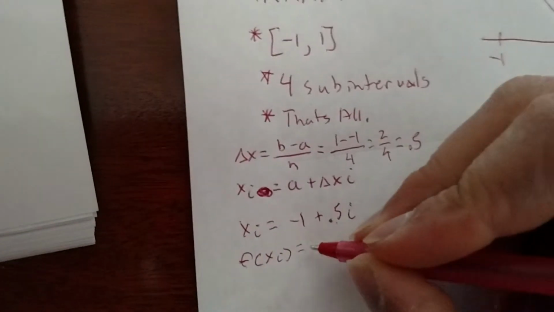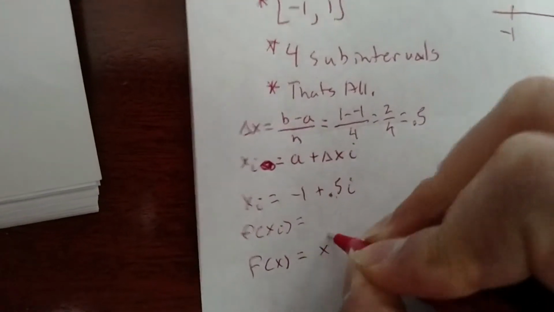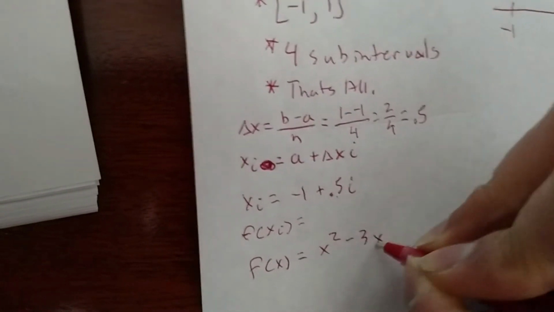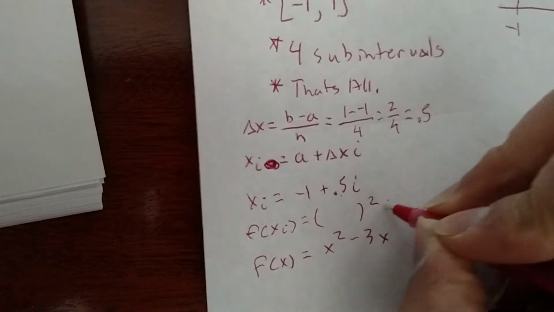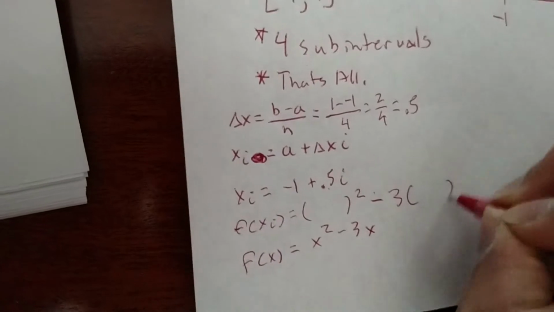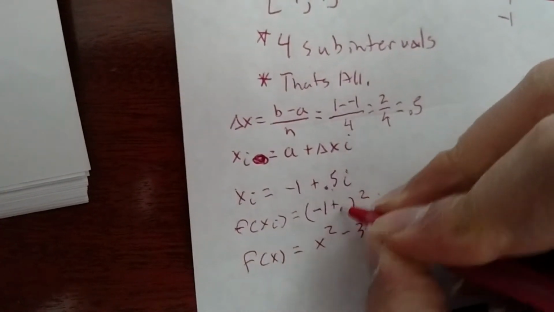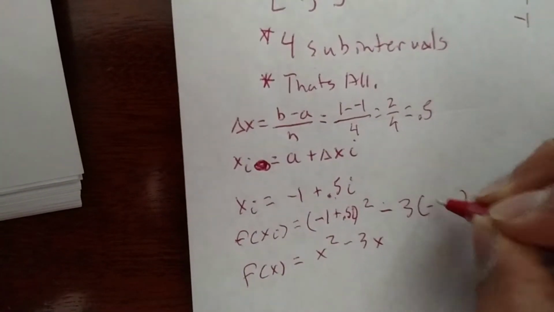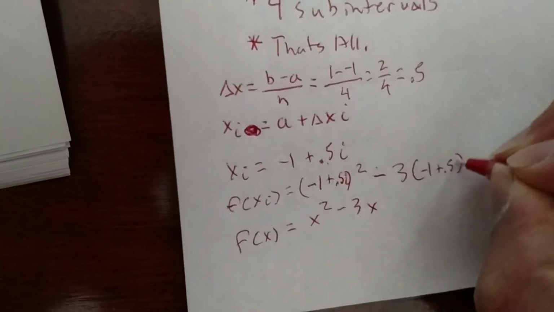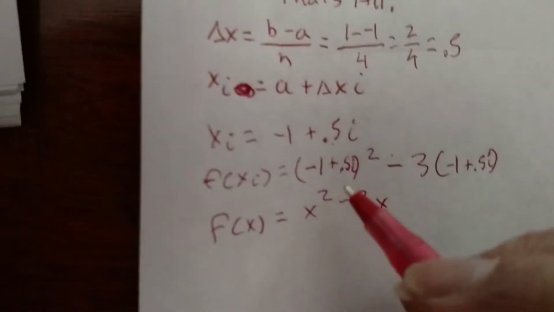In order to do that, we need to know what f of x equals. Well, f of x is x squared minus 3x. So if I'm going to plug in that, I'm going to have to square and multiply as well. So here we have negative 1 plus 0.5i. I'll rewrite that, sorry. And then negative 1 plus 0.5i as well. Okay. All right, so we've got a lot of work to do on this guy. Let me rewrite him though. I'm going to rewrite him right here.